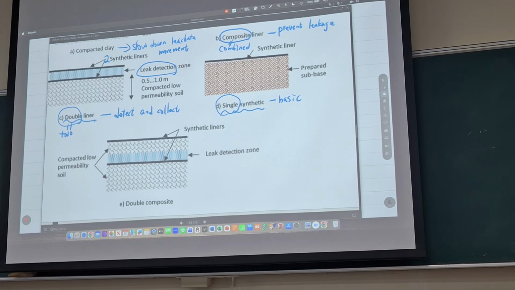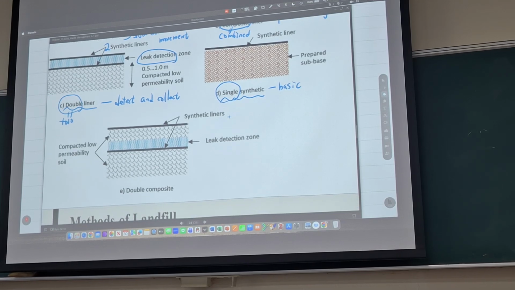Okay, in the future, some of you might work in the government. If you have a mission to build up a landfill, and your budget is very limited, then you use a single synthetic. But if you find out this area is very highly polluted, then you should tell your supervisor, we need to upgrade to double liner.